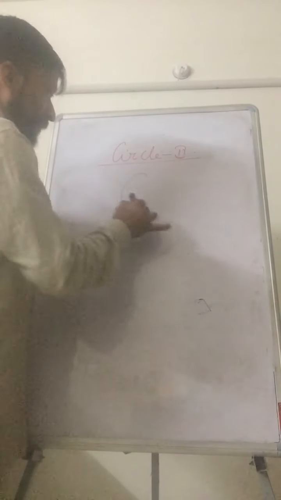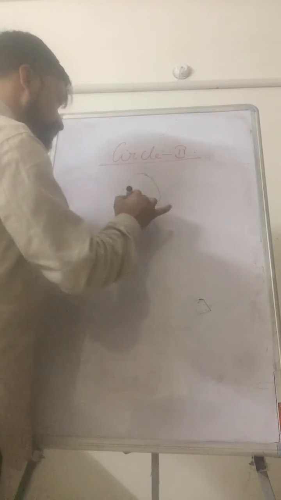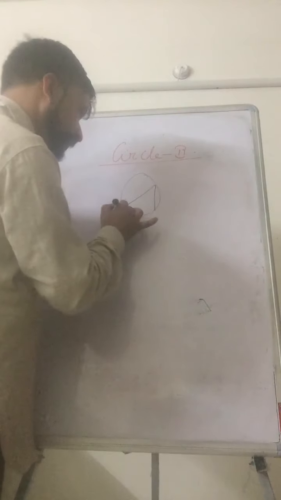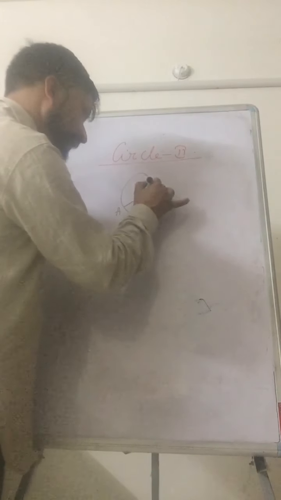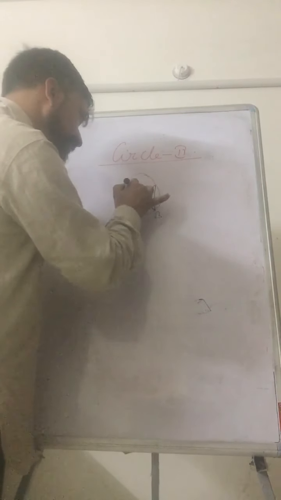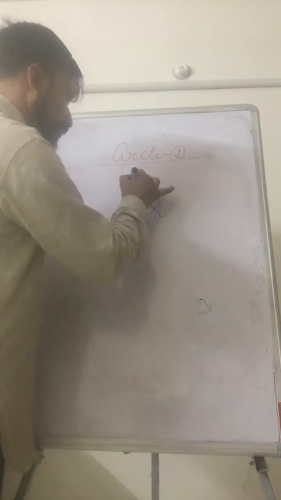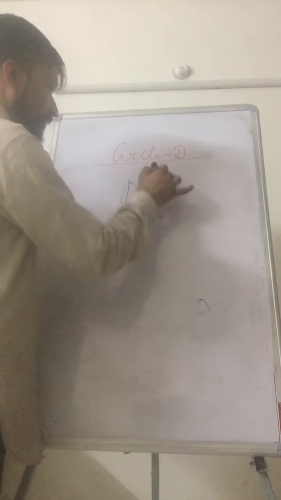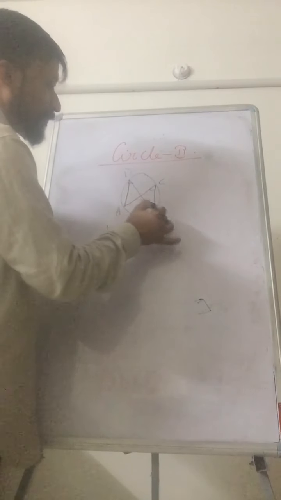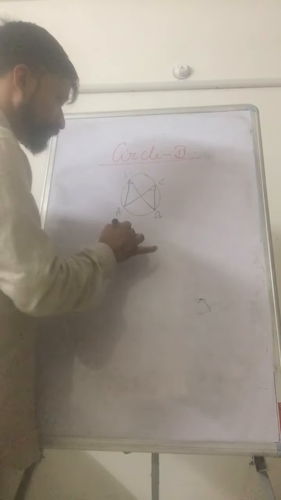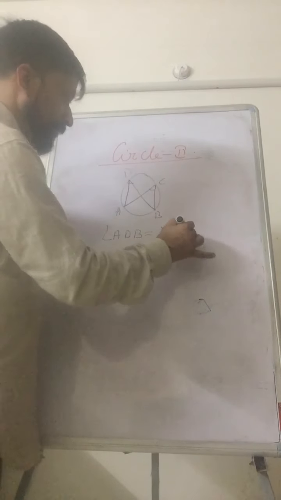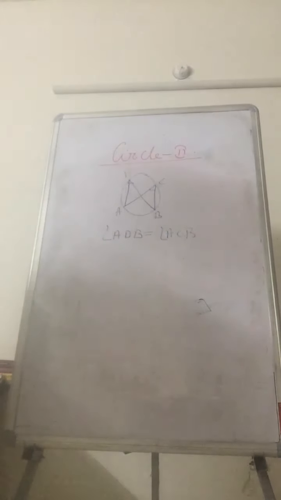Angles in the same segment are the same. Suppose this is an arc AB, which is making some angle, and the same arc is making an angle on the same side. Give the names A, B, C and D. Then angle ADB will be equal to angle ACB. If you want to prove it, you can prove it.